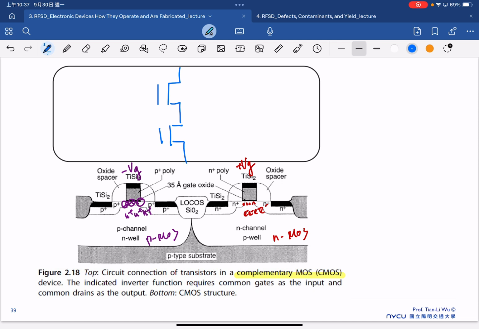So on the top is a PMOS. On the bottom is an NMOSFET. And we will connect the gates together and also connect the outputs together as one input, one output here. The purpose of connecting these NMOS and PMOS together is to realize an inverting function, which is generally called an inverter.